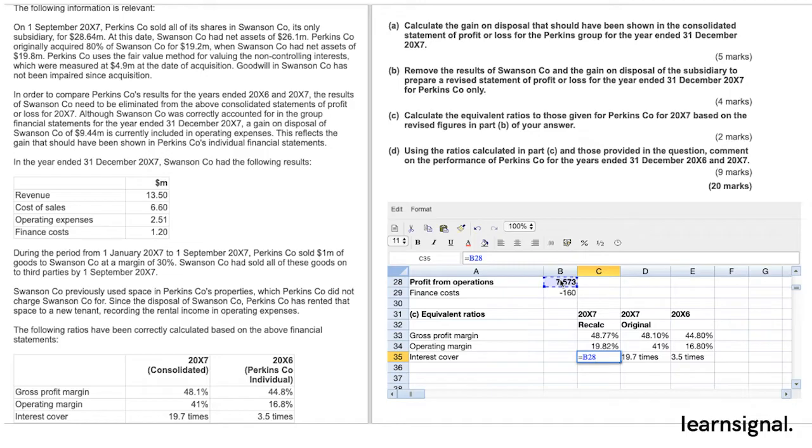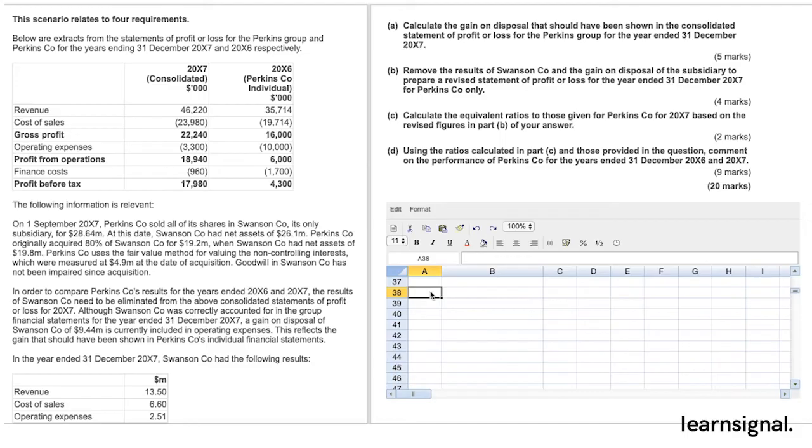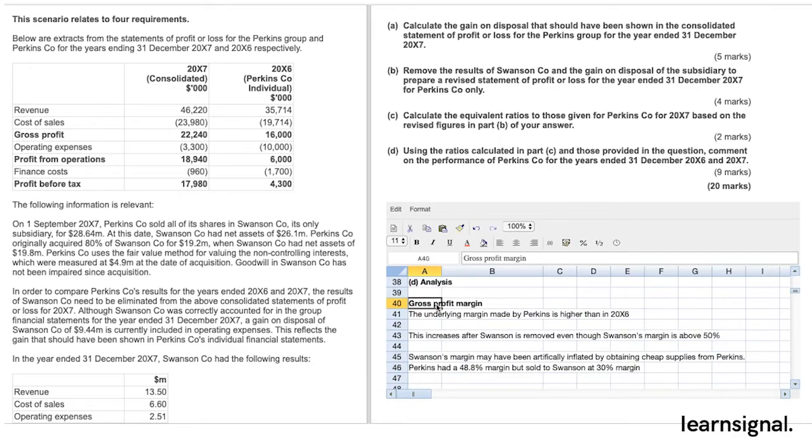So again, using your formulas, that's a minus 160, so just to get a positive number, you can't have a minus number of times in this case. So let's change that to 47.33. A couple of ways you can do it: you can write times underneath it, or over on the left hand side beside the interest cover, you can write times in brackets, so the examiner knows that you know exactly how you're talking about this ratio and how you're representing it. So that's 2 marks for part C, and now we jump straight into the analysis of the question.